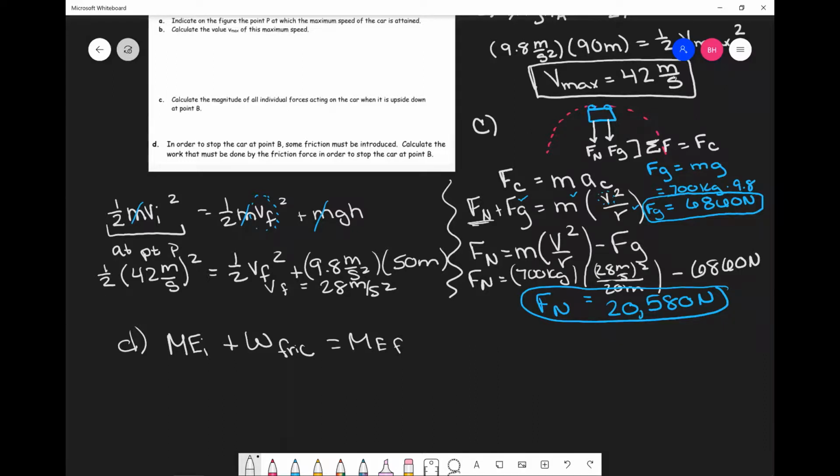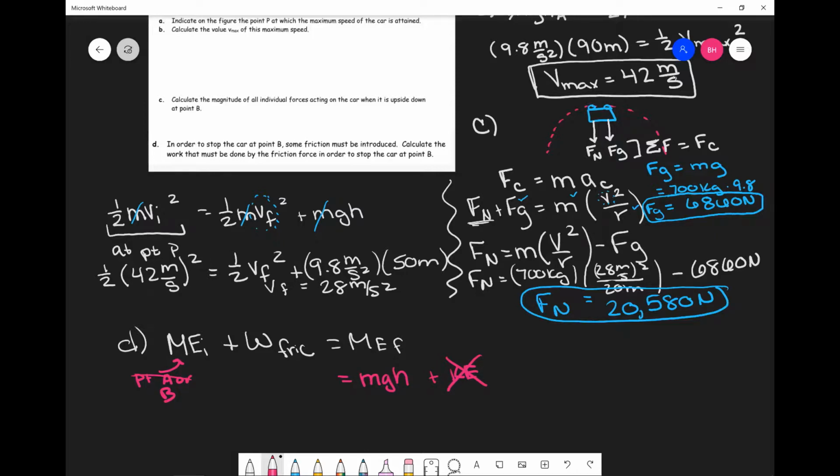So again, this initial mechanical energy could be at point A or point B, just like it could have been point A or point B in the previous one. Let's go ahead and stick to point B just because we have that already. Our work due to friction, and then our mechanical energy. And again, our mechanical energy is going to be mgh. But if we want this to stop, that means that we're going to have no kinetic energy. So our kinetic energy is going to be 0 because we want it to stop.